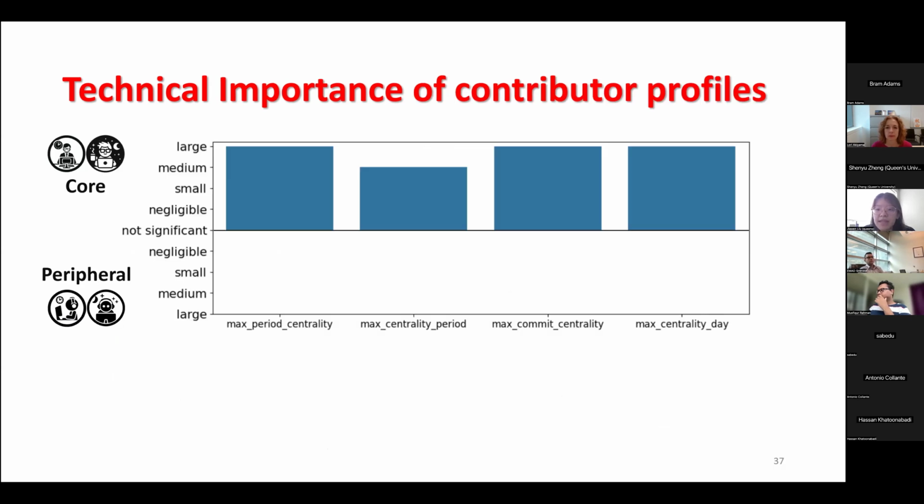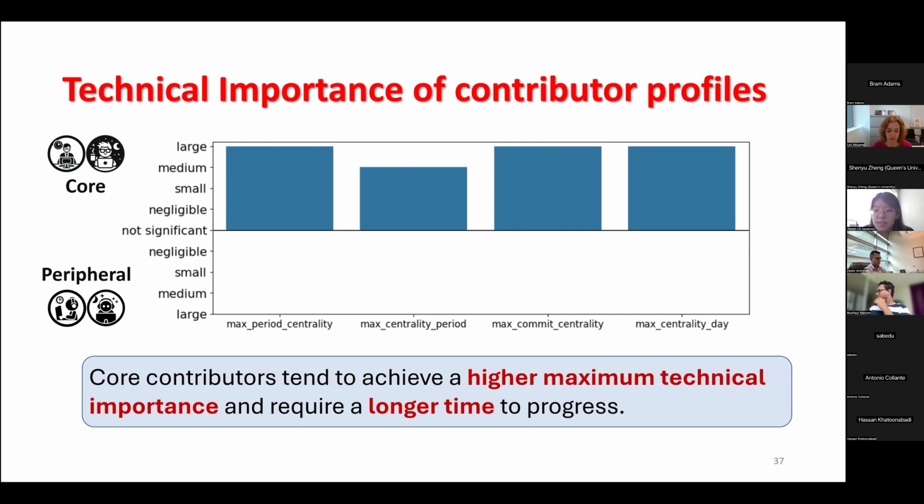So then we apply the Mann-Whitney test to compare the technical importance matrices across profiles. And we find that the core contributors tend to reach higher commit importance and period importance than peripheral contributors. The core contributors also tend to take longer to progress to the maximum technical importance. Usually they take 6 months on the median to make their most important commit. While peripheral contributors tend to show the maximum technical importance as soon as they join the project. So they actually do not progress to higher importance at all.